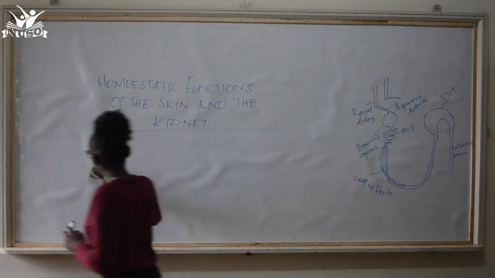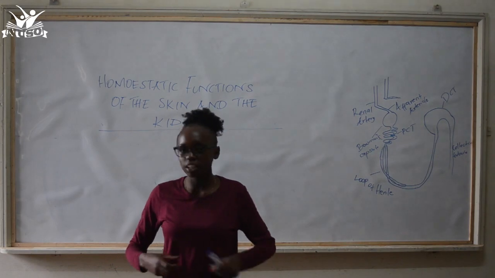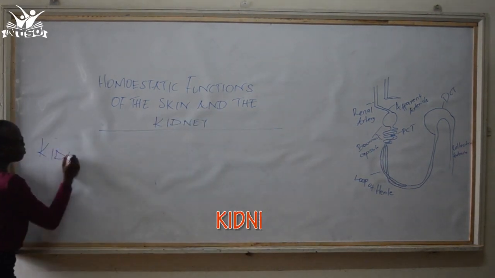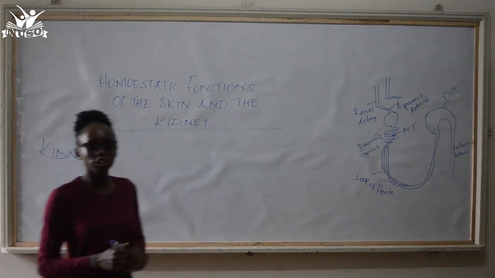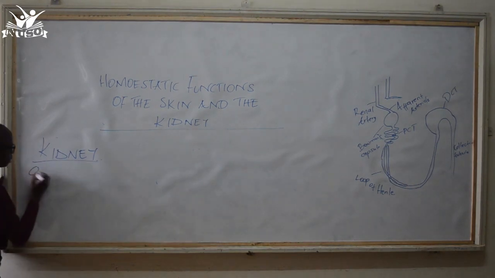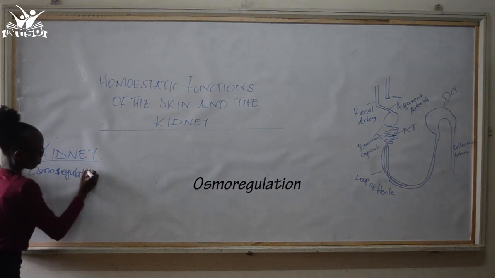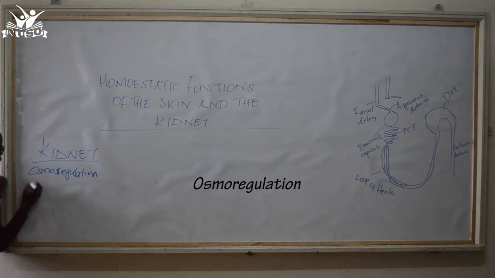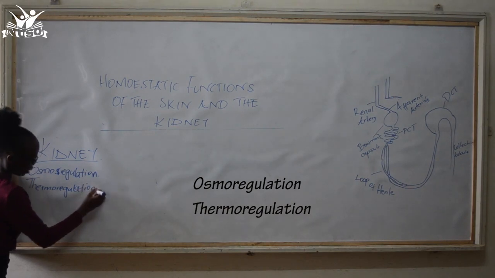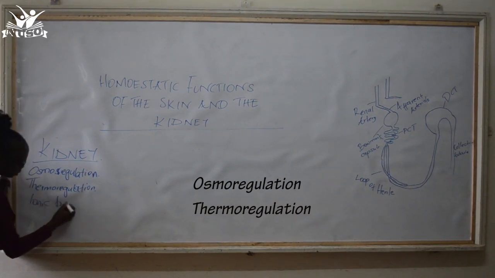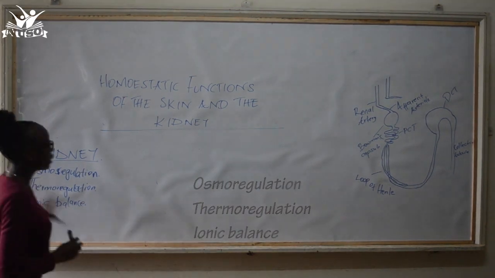We move on to the kidney. The kidney is located in the lumbar region of the body. It has so many functions. One of them is osmoregulation, thermoregulation, ionic balance, and so many others. These are just some of the functions of the kidney.